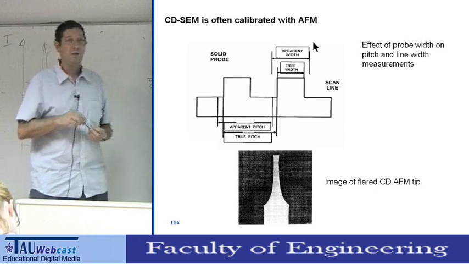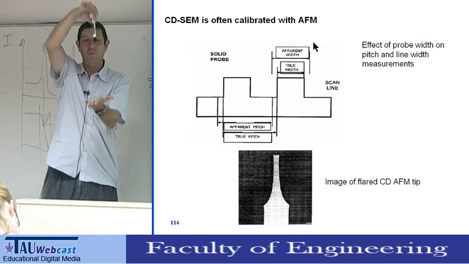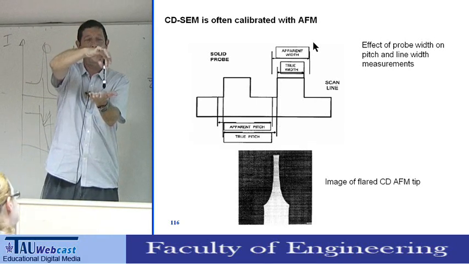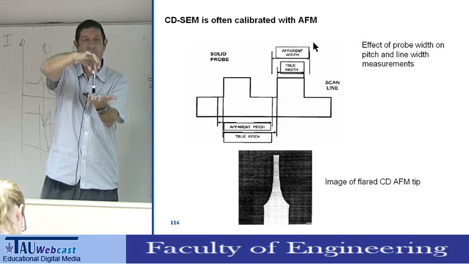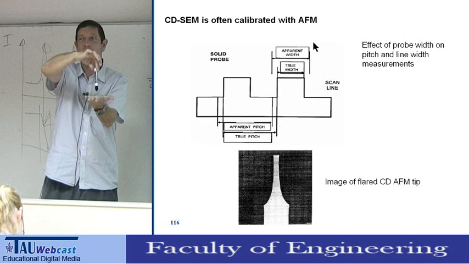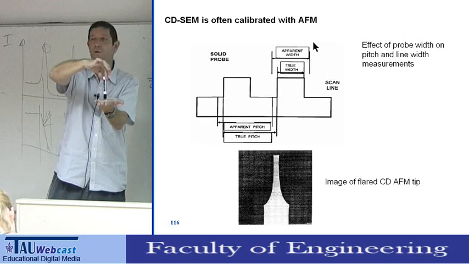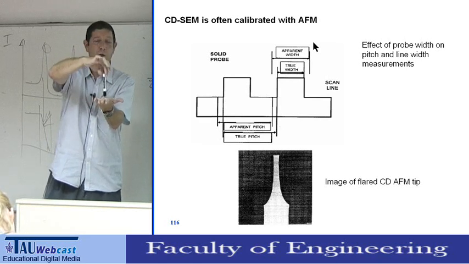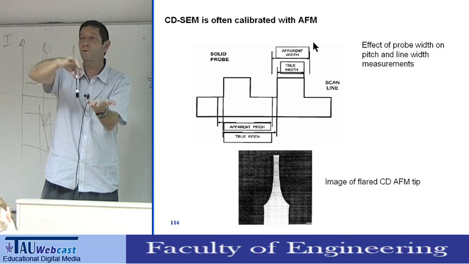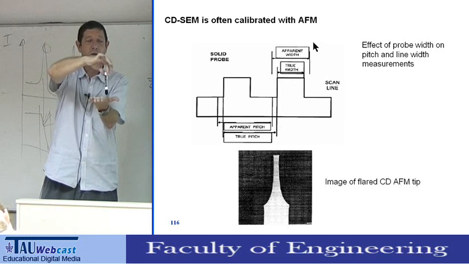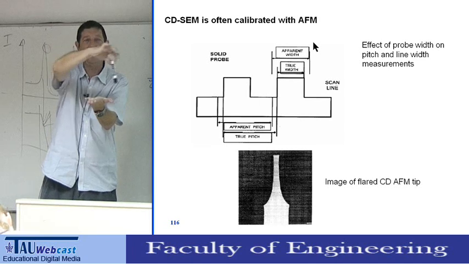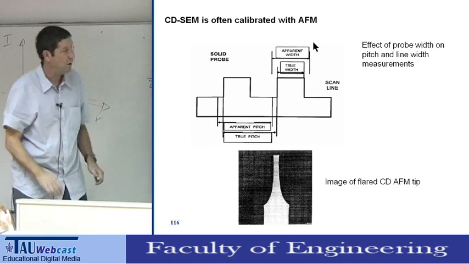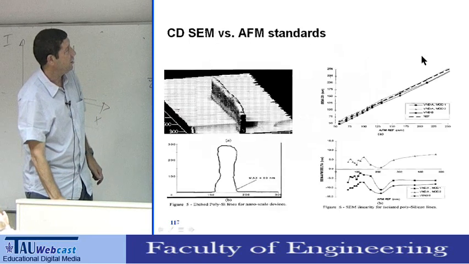AFM is a tool where you take a very sharp tip, you put it next to the wafer, and you measure the force, and you move the tip. And actually, if you can operate in a constant force or in a tapping mode, you can actually measure the topography of the structure. You reach a higher area, you move it up or move it down. So by moving the AFM, you can actually measure this.